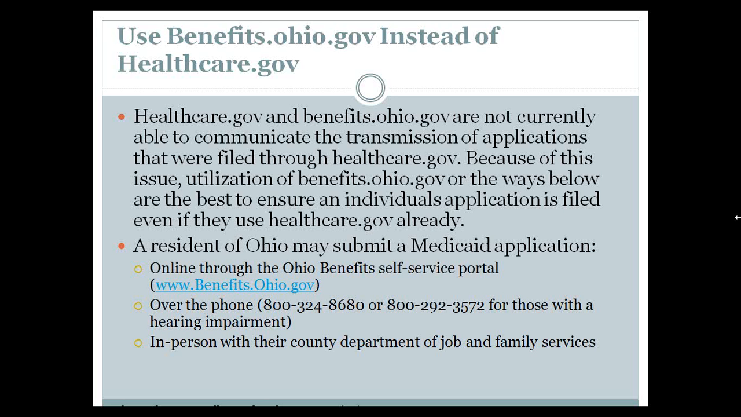And as you've probably heard on the news or just through the grapevine, healthcare.gov, or the federally facilitated marketplace website, and benefits.ohio.gov are not currently able to communicate. And the most important communication between those systems would be the transmission of applications for people who are determined ineligible for one program and therefore should have had their applications submitted to the other agency for processing. Because of that issue, it's important that people who believe they are Medicaid eligible use benefits.ohio.gov to apply.